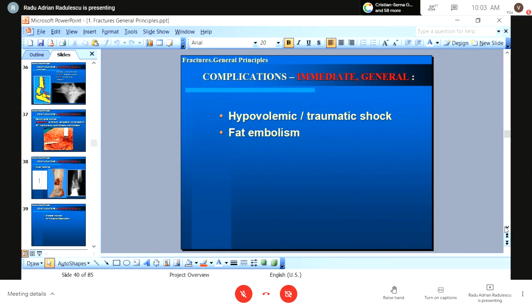Also, from the site of the fracture, due to the fact that inside the long bones we have the bone marrow, which contains fat tissue, some fat tissue may migrate from that area of the fracture by vessels to the brain or to the lungs and will be responsible for fat embolism, which is a very severe complication because in some situations it may lead to the death of the patient.